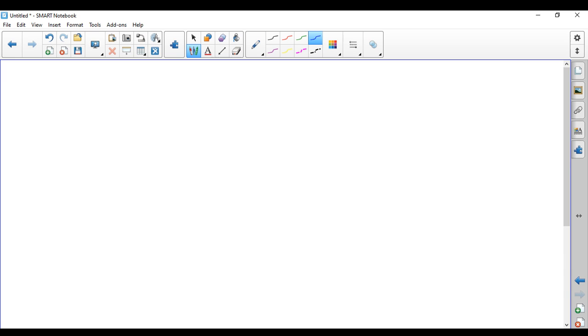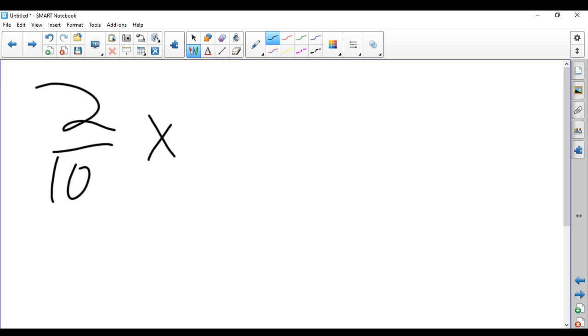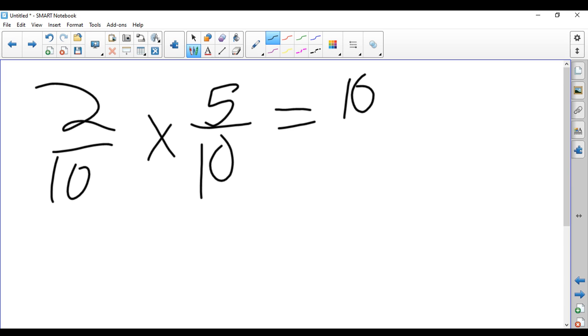So I'm going to go back to this color. I have 2/10 times 5/10. Well, 2 times 5 equals 10. 10 times 10 equals 100. 10 hundredths. So either way works fine.